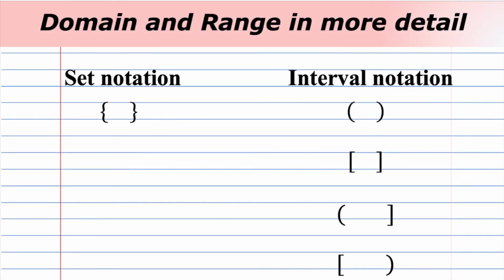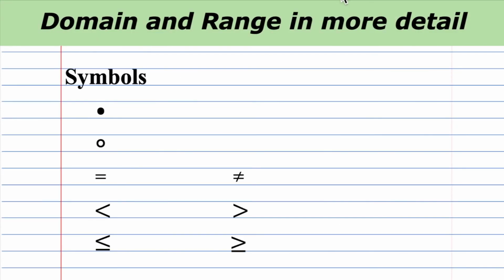And there you have it. We've written domain and range in more detail. We've used set notation with squiggly brackets, and we've used interval notation with round and square brackets. Sorry for throwing in another symbol for the interval notation, but we should add positive infinity and negative infinity to our symbol list.